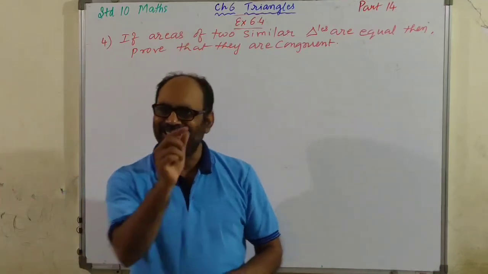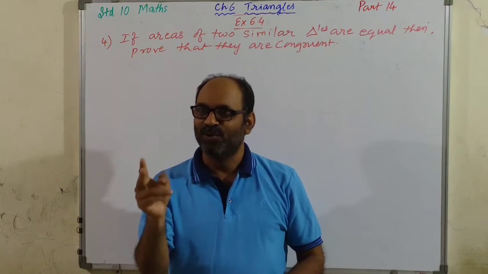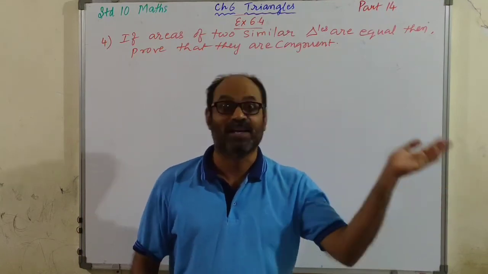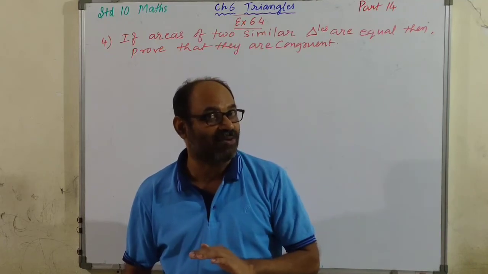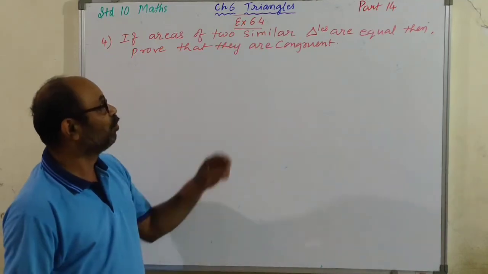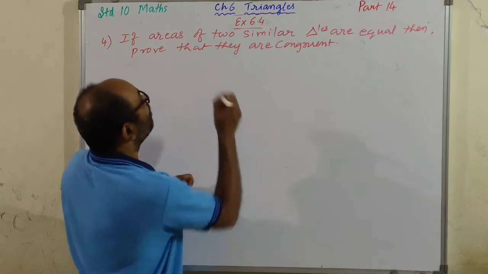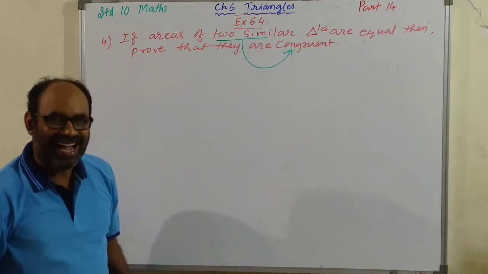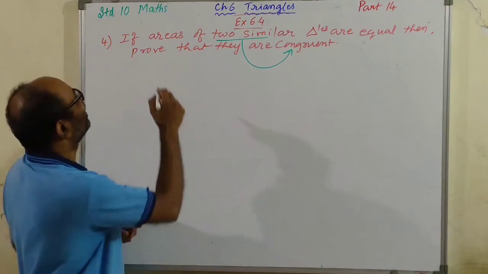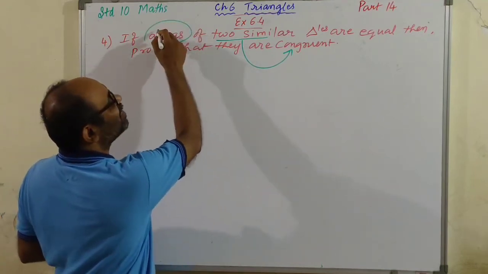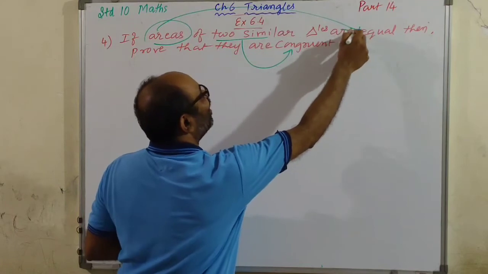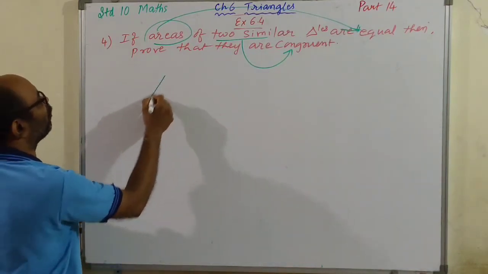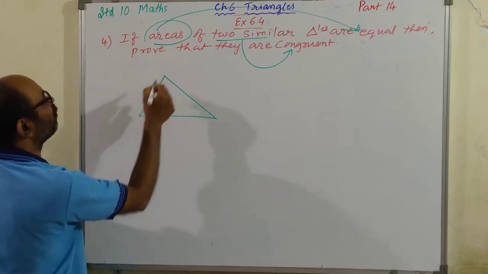Children, we have learned that true or false statement: two congruent triangles are always similar, but two similar triangles are not always congruent. Like in here, you have to prove two similar triangles are congruent. There is an extra condition. Their areas are equal. So let me write the data, but before that I'll draw the figure.